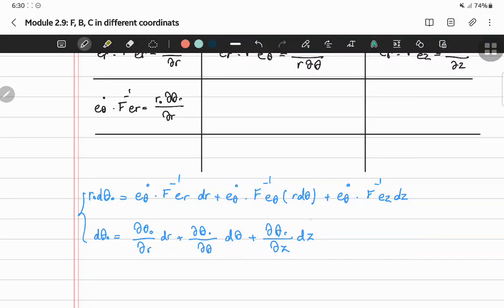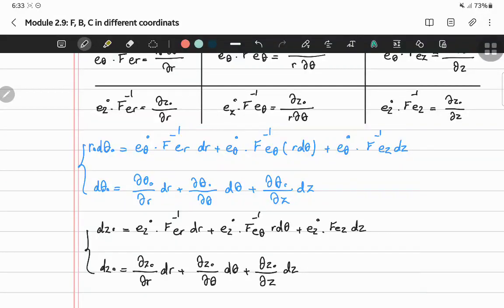So if we compare these two terms together with this in here, we get e theta 0 dot f inverse e theta is equal to r0 partial derivative of theta 0 with respect to theta, and then we have f inverse ez is equal to r0 partial derivative with respect to z. Okay, I will pause the video and fill in the third row.